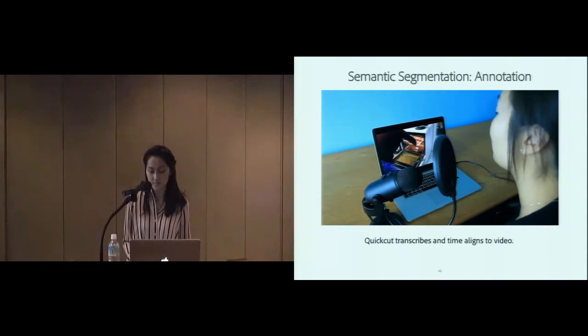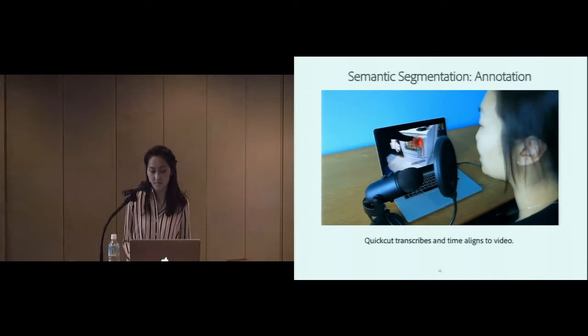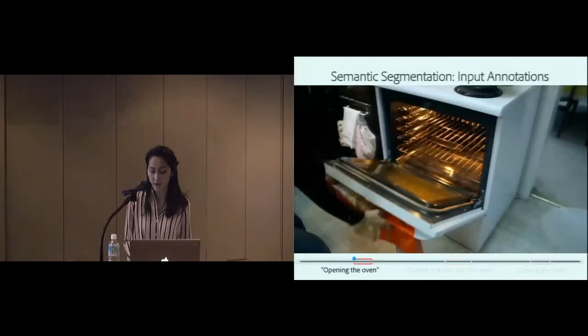Putting the ribs into the oven. Closing the oven. QuickCut captures, transcribes, and time aligns these annotations to the raw video clips. Though these annotations give us a rough timing of when the actions occur, these timings aren't accurate. Here are the input annotations the editor generated.